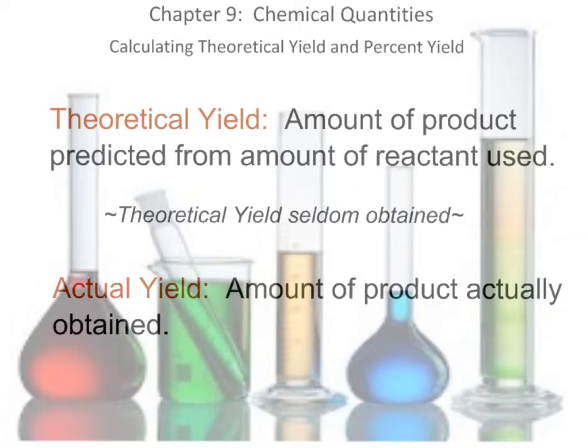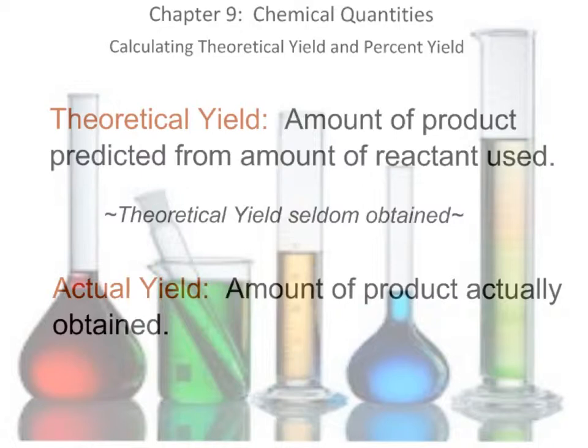Hi, today we are going to talk about yield, which is just another word for how much product we get out of our reaction. The first word I have listed here is theoretical yield. That's the amount of product that theoretically we're supposed to get out of our reaction.